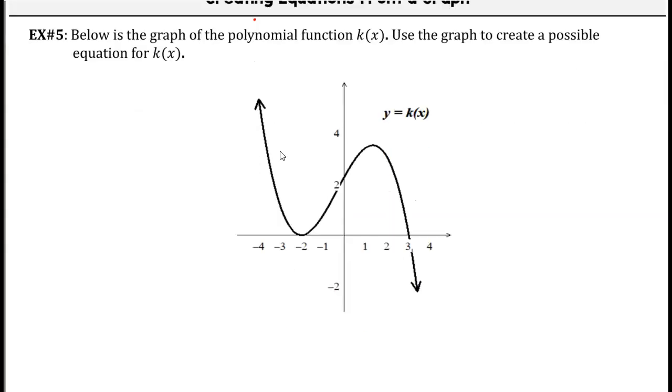Okay, let's go over here. It says, below is the graph of the polynomial function k of x. Use the graph to create a possible equation for k of x. So knowing that we have, right here, a root of -2, but it has a multiplicity of 2. And we also have a root of positive 3.